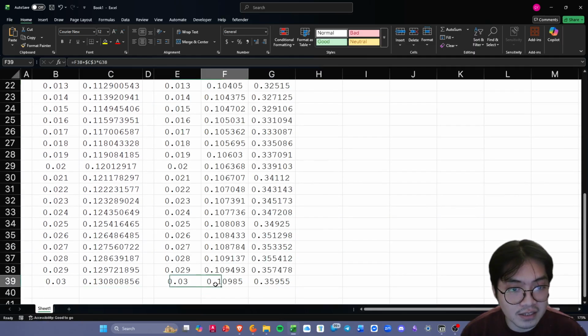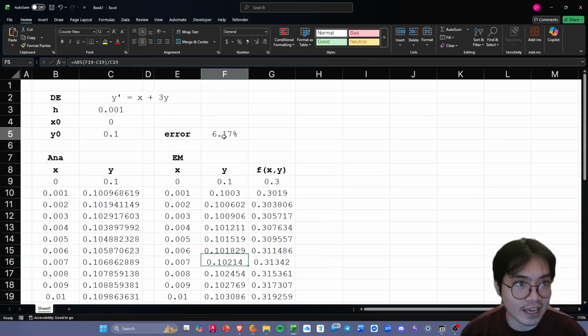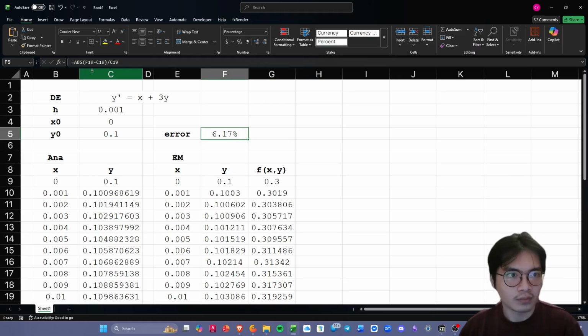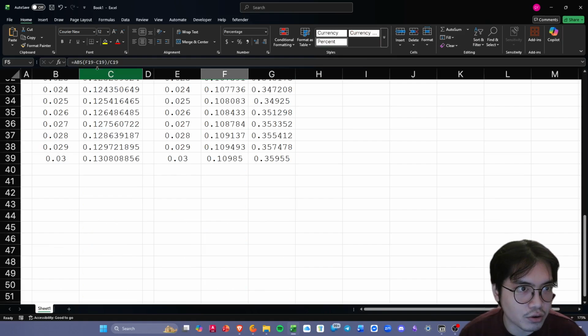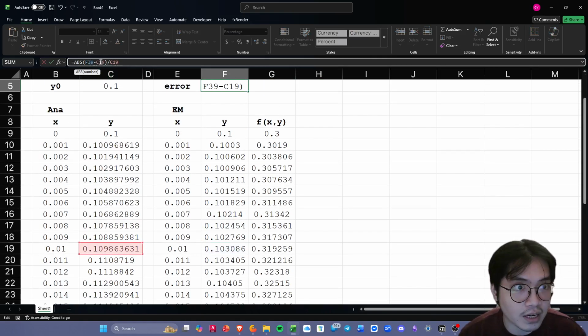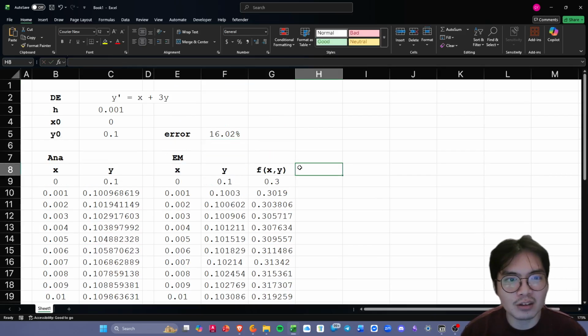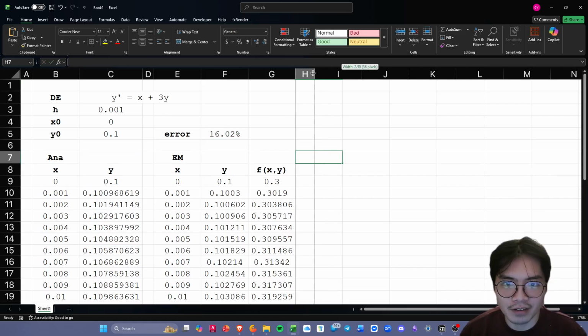What you will see is that the error is still quite high. Okay, let's update this. Let's make this 39. Everything is 39. There you go. Still quite a high kind of error.